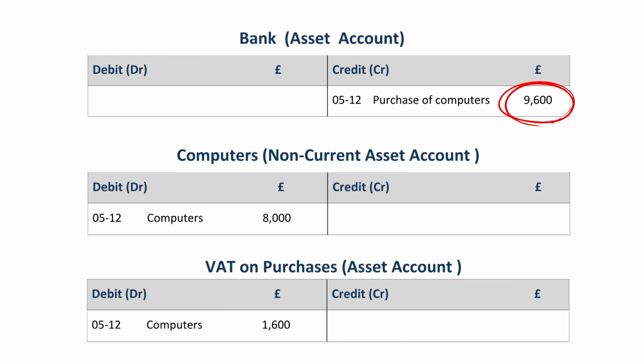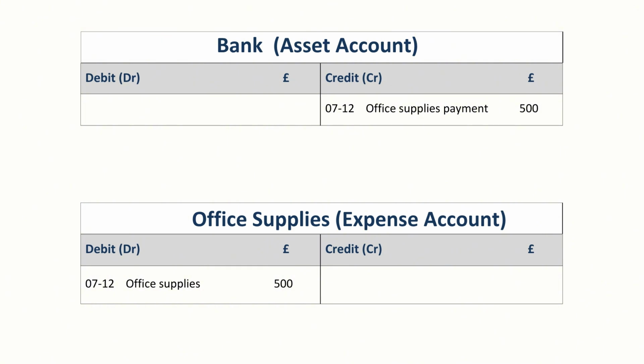£9,600, asset account. We paid for our office supplies £500, so our double entry will be debit office supplies £500 because our expense increased, and credit bank £500 because our cash decreased. Office supplies is an expense, and expenses always increase on the debit side. The bank account is an asset, and assets decrease on the credit side when we spend money.